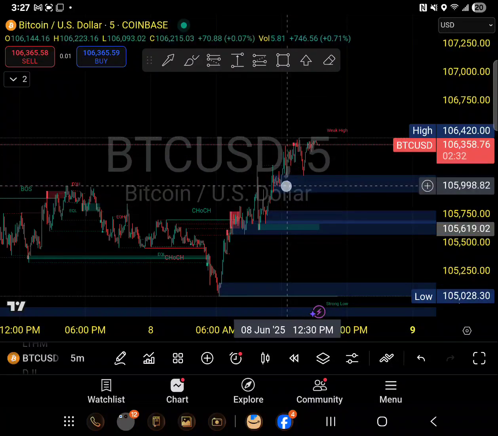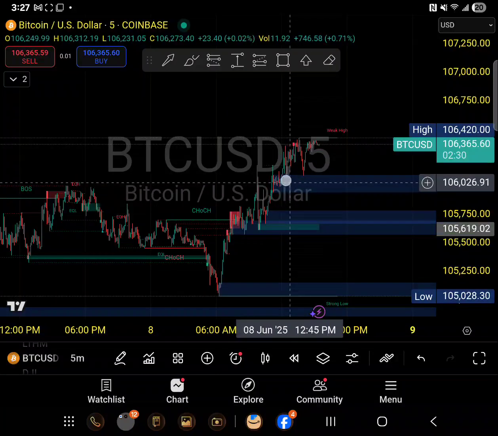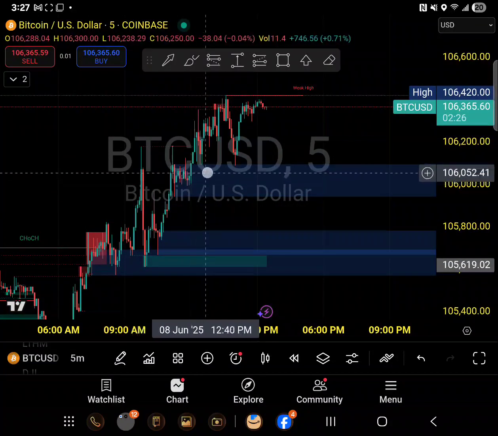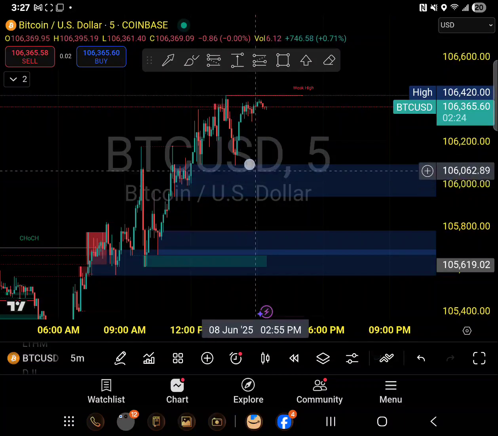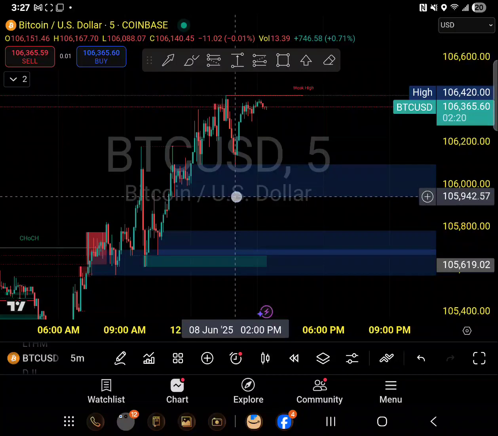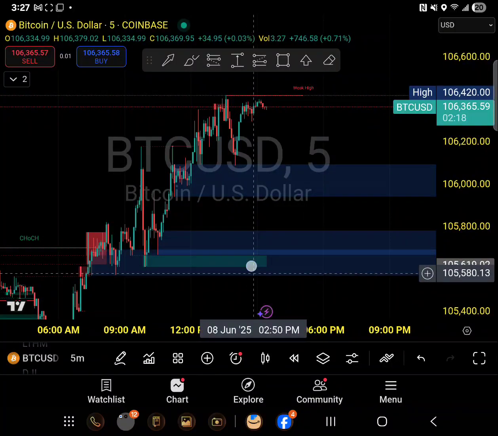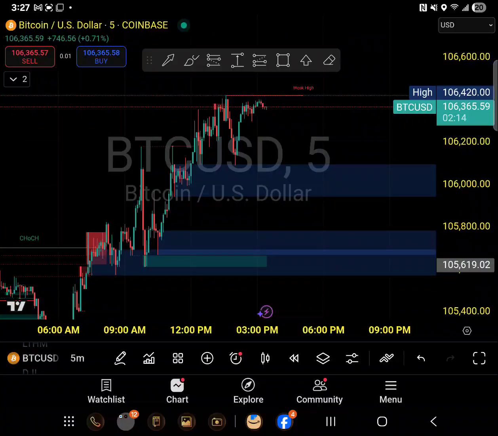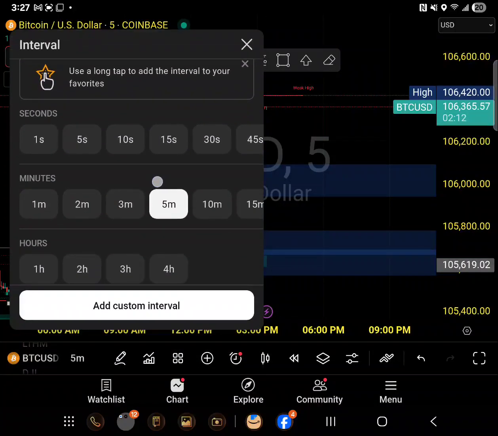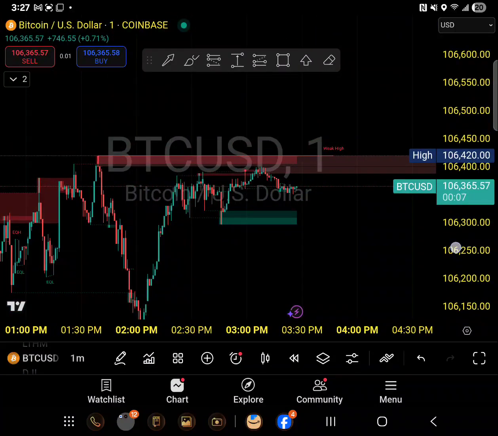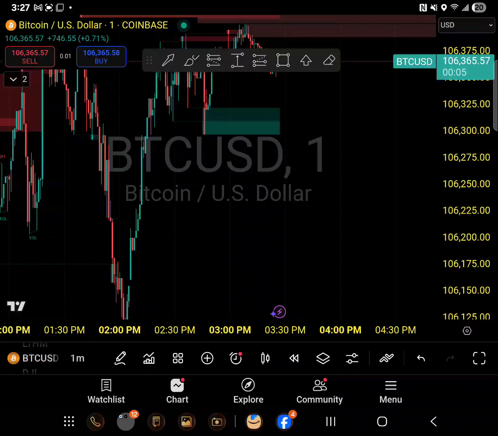And now this is a consolidation going on again. So what I can suggest is, one trade we can do is more risky, because if this zone breaks, this 106k, then it psychologically comes back to the level of 105,700. So let me show you the 1 minute chart of Bitcoin.